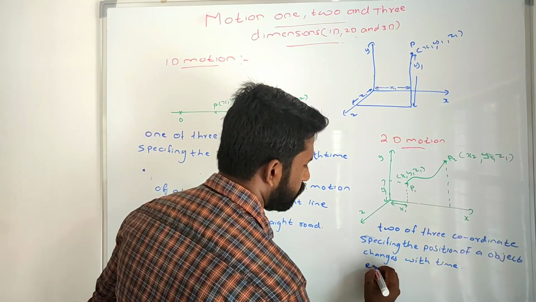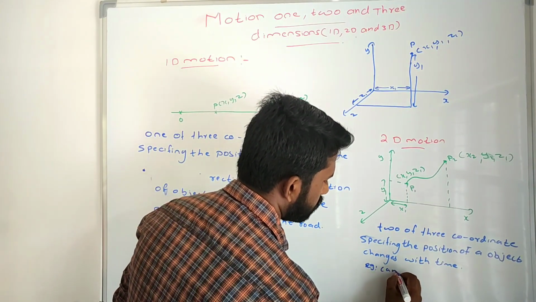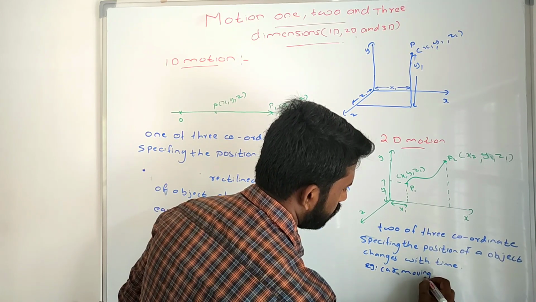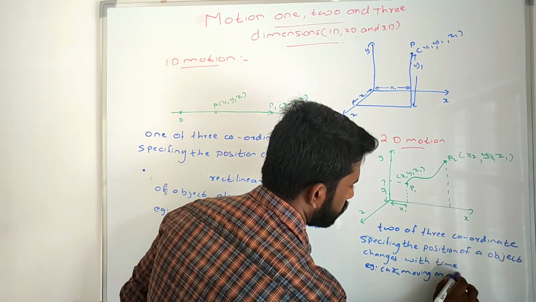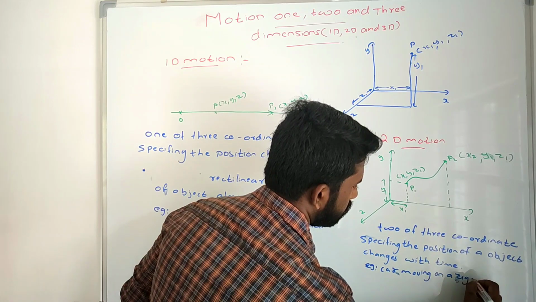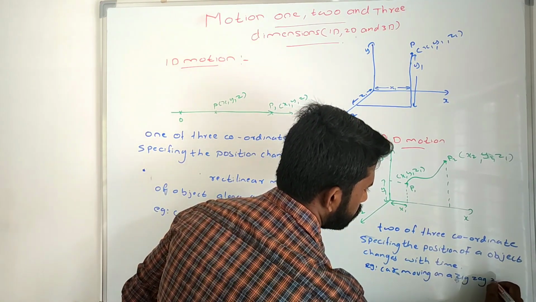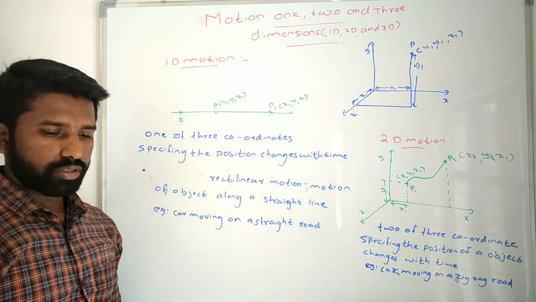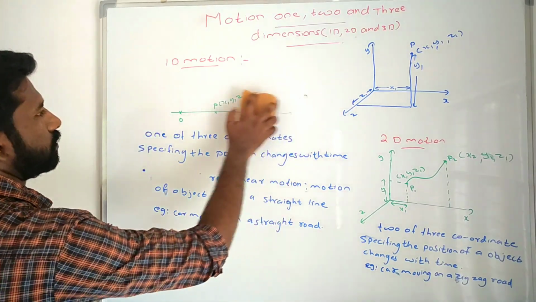So we will take an example, a car moving on a zigzag road. This is the 2D motion. Next we will see the 3D motion.